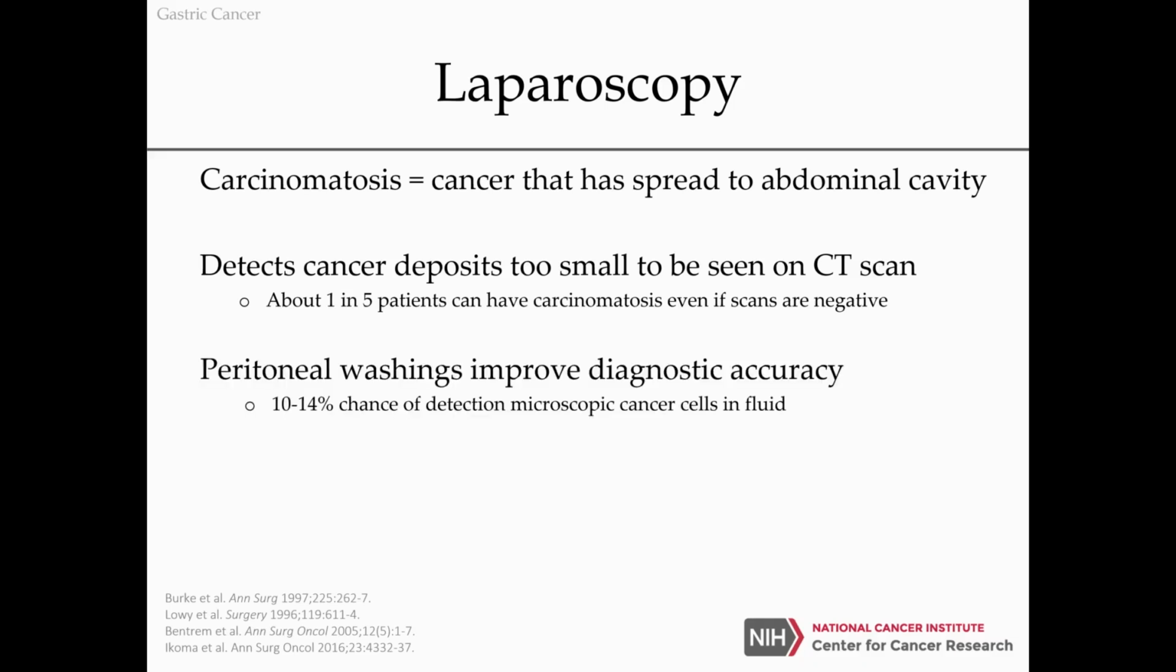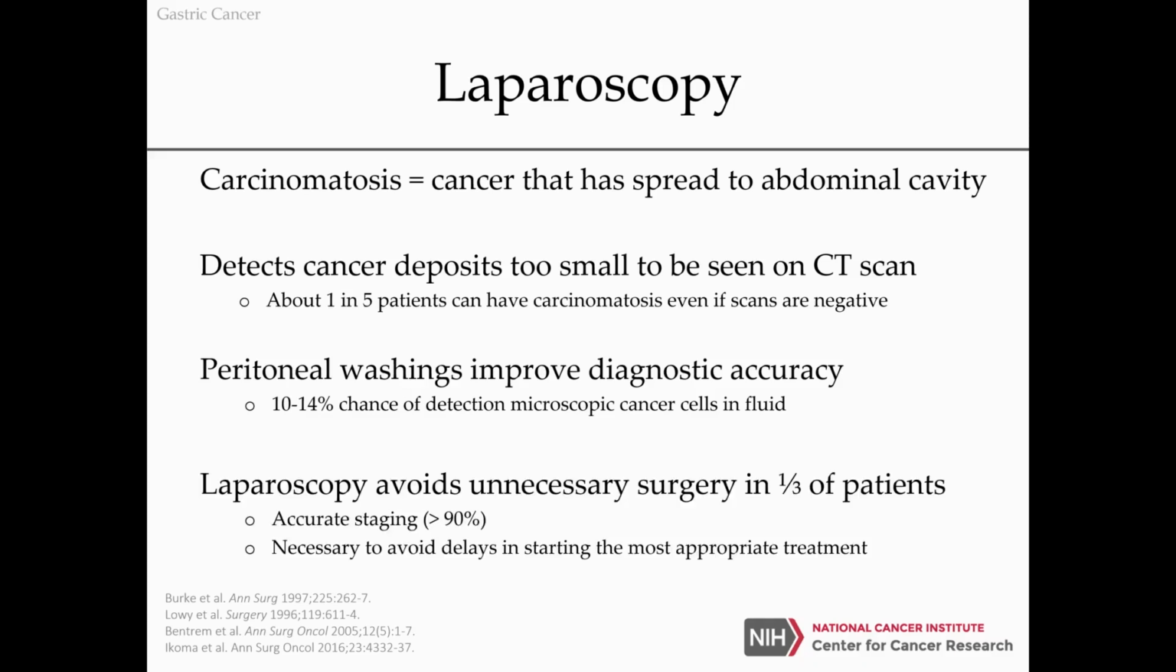What we do at the time of laparoscopy, besides looking around, is we put fluid or saline solution in the abdomen and wash it around. And when we look at that fluid, we can sometimes find microscopic cancer cells in that fluid. So what this does is laparoscopy allows us to avoid unnecessary surgery in about 1/3 of patients with stomach cancer. What this does is it allows us to accurately stage patients with stomach cancer so that we can select the most appropriate treatment and avoid any delays in starting therapy.